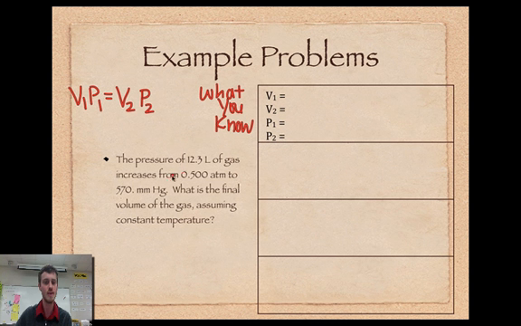So I'm going to move down to my question. The pressure of 12.3 liters of gas increases from 0.5 atmospheres to 570 millimeters of mercury. What is the final volume of the gas, assuming constant temperature? So I'm going to find what I know. I'm going to find pretty much my first number.